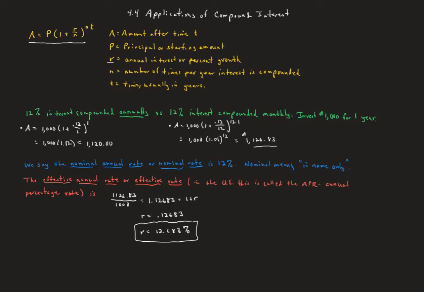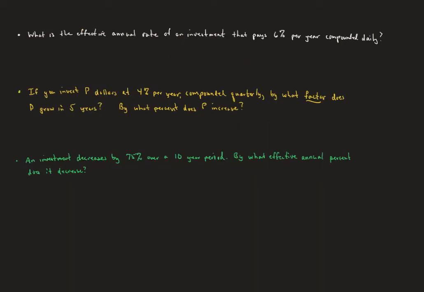Okay, these are important words to be able to know here. We're going to go to the screen and work some examples. So what is the effective annual rate of investment that pays 6% per year compounded daily?